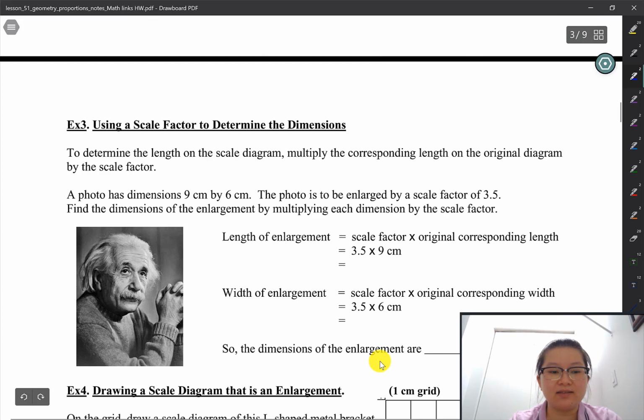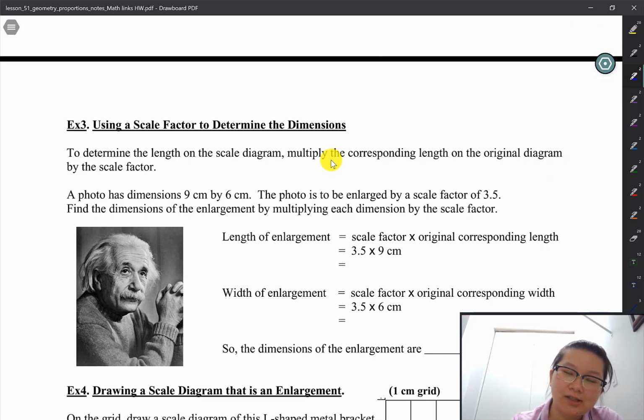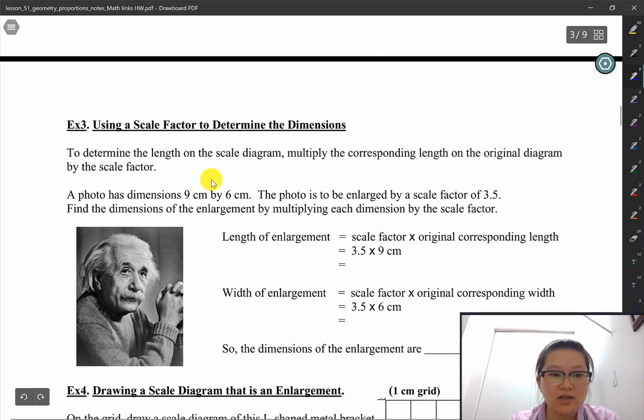Going down to the next example, we have a photo of Einstein. Determine the length on the scale diagram by multiplying the corresponding length. In this example, we are looking at what happens if we know the scale factor and we want to figure out the copy size based off the scale factor. Determine the length on the scale diagram by multiplying the corresponding length on the original diagram by the scale factor.